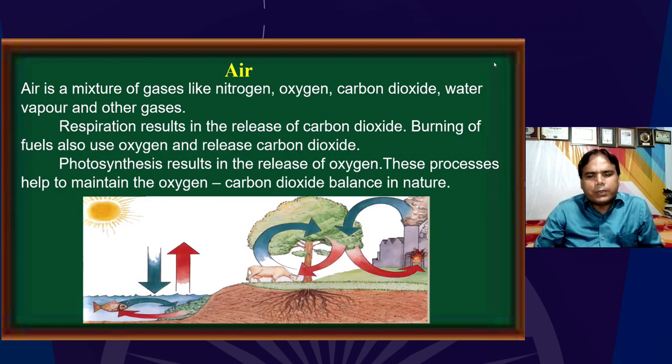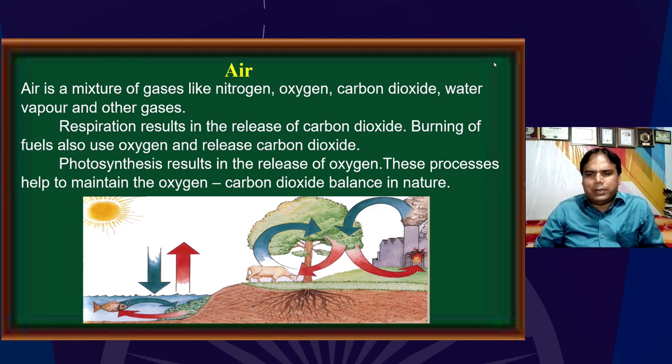So first of all, we will discuss the air. So what is air? Agar hum aap se poochhe, to air is said to be a mixture of gases. In the atmosphere, there are so many gases found. And out of all gases, the nitrogen content is highest. So in the atmosphere, the air is found in the form of a mixture of gases. And in the mixture, nitrogen constitutes around 79%. The second abundant gas is oxygen, that we use during our respiration.